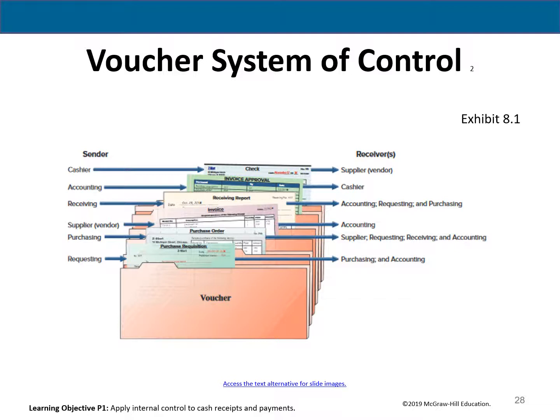Okay, and you could see there, the requesting party sends it off to purchasing and accounting. The purchasing department sends it off to the supplier and the requesting department. I don't agree with receiving and accounting. I don't want receiving to know how much I ordered.